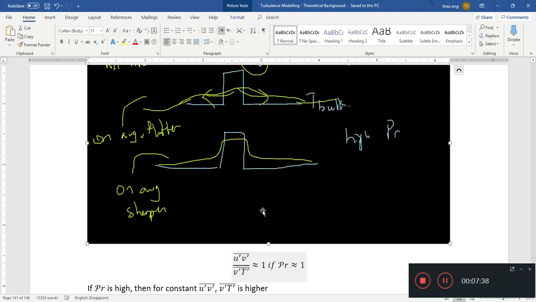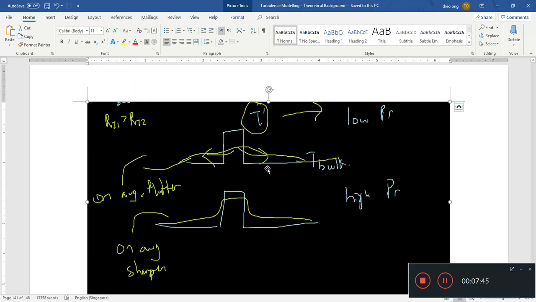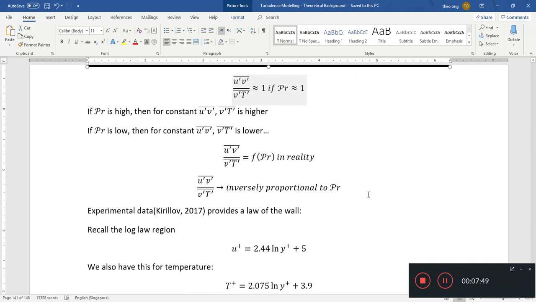If everything else is constant, the thermal conductivity plays a role in how quickly the temperature fluctuations are being dissipated. So I would say that this quantity is actually inversely proportional to Prandtl number. But for now we just assume that it is 1. If Prandtl number is close to 1, we can just live with that.